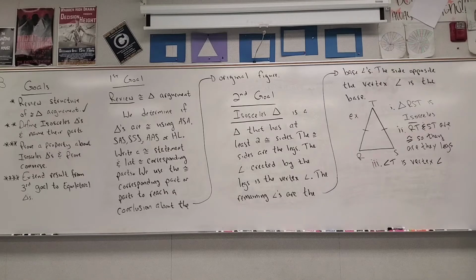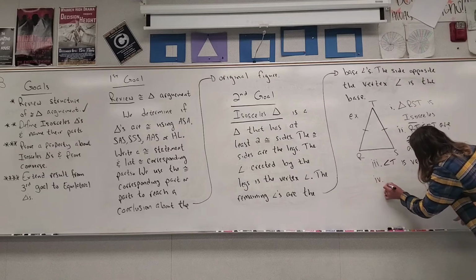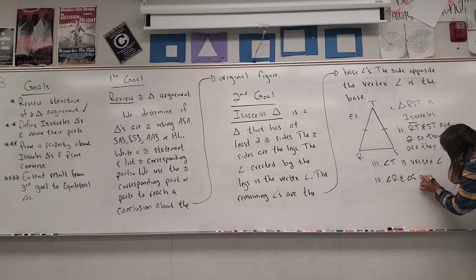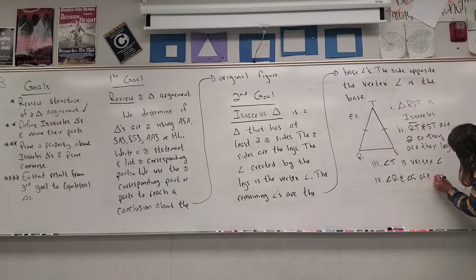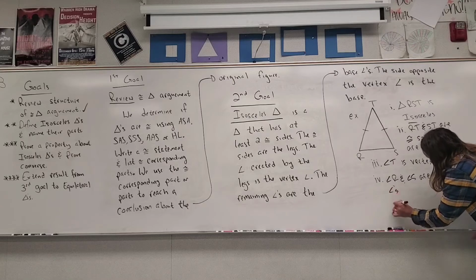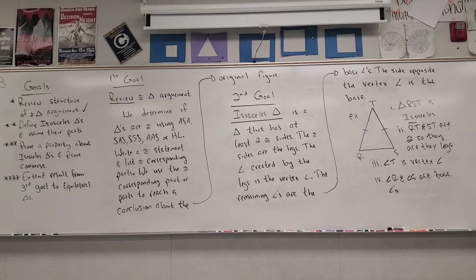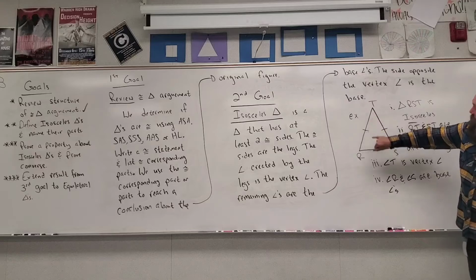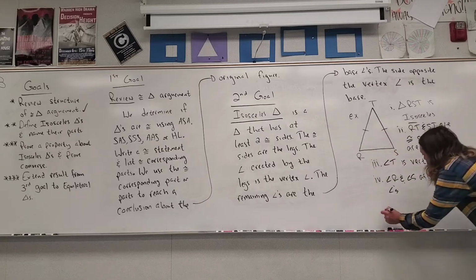The fourth thing here, the remaining angles are the base angles, so that means angle R and angle S are the base angles. And the last thing, the side opposite the vertex angle is the base. So side RS is on the opposite side of the vertex angle, which is angle T, so that means that side RS is the base.